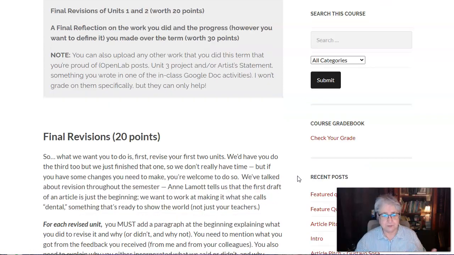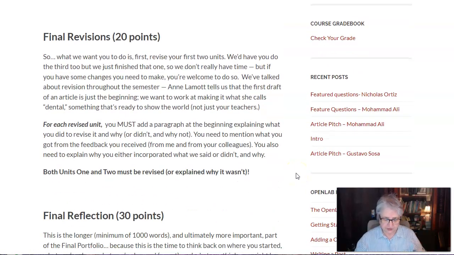Okay, so the final revisions. The thing about the final revisions is that you also have to add a paragraph at the beginning of each piece. So at the top of the portrait piece, put a short paragraph right at the top. It doesn't have to be very long, explaining what you did to revise it, what you were thinking about, the feedback you got from me and or other people, and what you wanted to do with it when you went back and revised it.